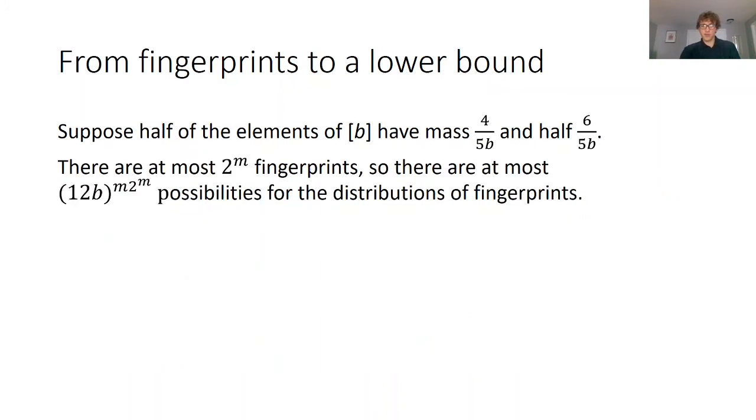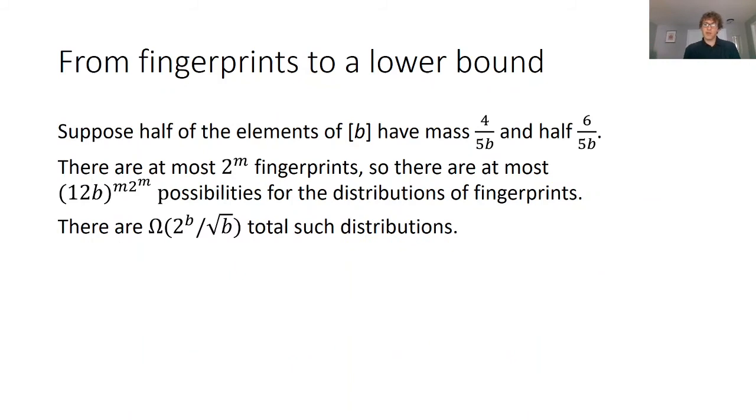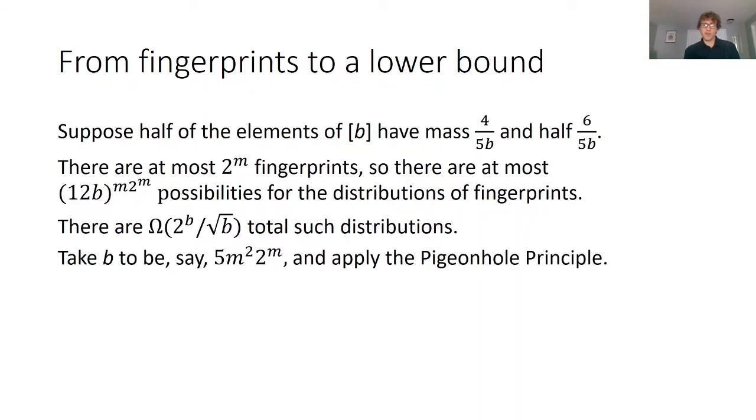And so let's keep this up on the screen here. And just by counting, just looking at a binomial coefficient and approximating it, there's about 2 to the b total such distributions that we could possibly be looking at. And so we'd like to apply the pigeonhole principle to find 2 that have the same distribution over fingerprints. And so we'll take b to be something like m squared times 2 to the m and apply the pigeonhole principle. And now we have 2 distributions that match as long as we have fingerprints that go up to m samples. So if we see at most m samples in each block, then we can't distinguish these things.